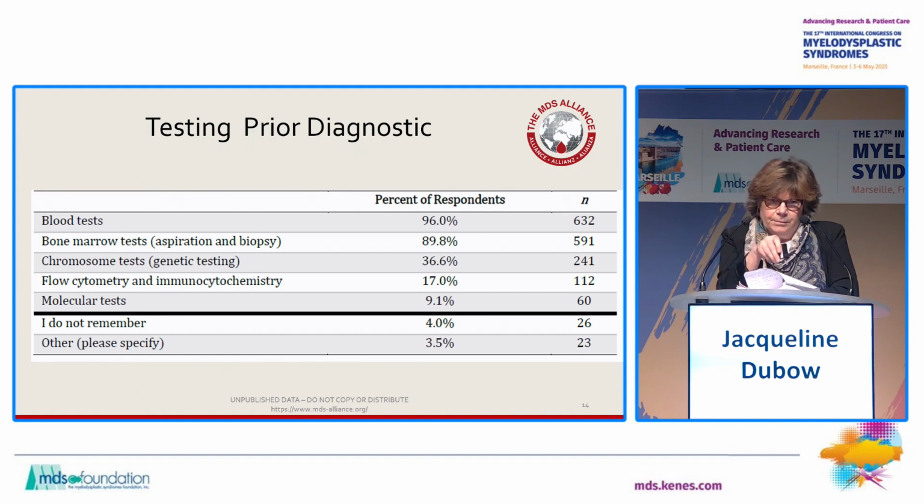Testing, prior to diagnosis. A blood test was done for almost everybody, 96%. Bone marrow test, close to 90%. Chromosomic test, 36%. Flow cytometry, 17%. Molecular test, 9.1%. So here we see a big hole. Only 9.1% are receiving molecular tests. And again, we are dealing with people with a fairly high income level, a fairly high level of education, and most of them are in developed countries. So this is a fairly low number.